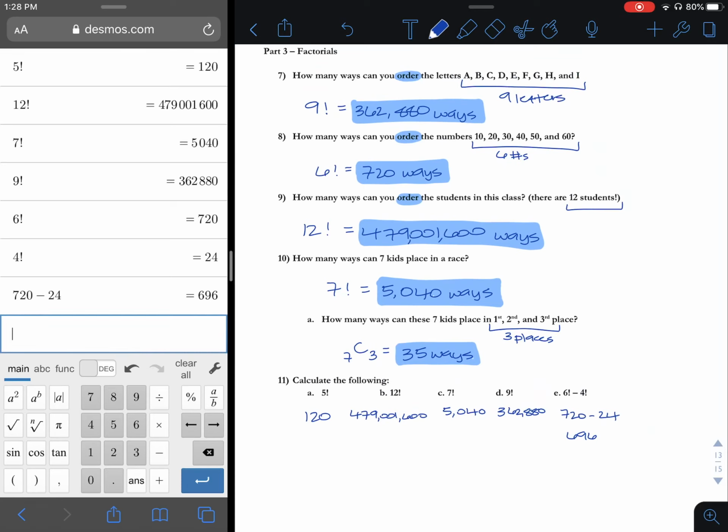Okay, so we just went over tree diagrams, combinations, and factorials. Okay, so that was the end of 10.4.